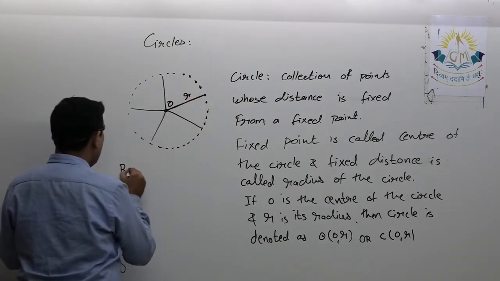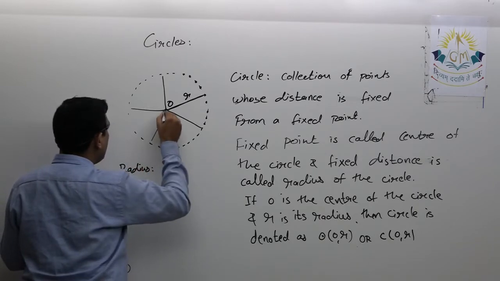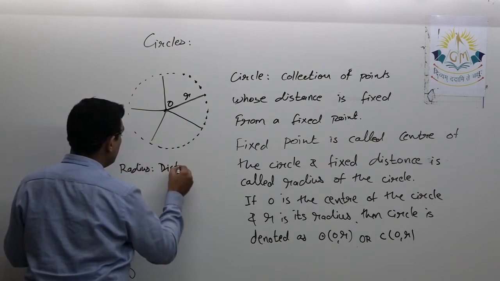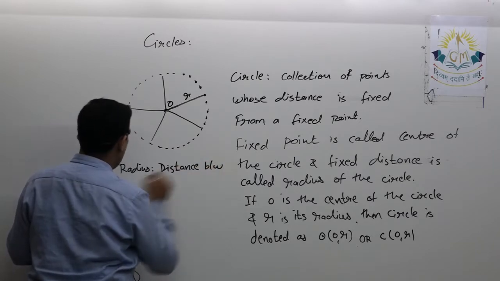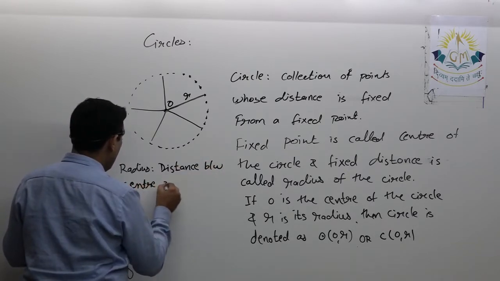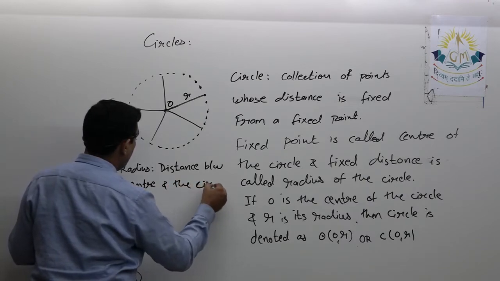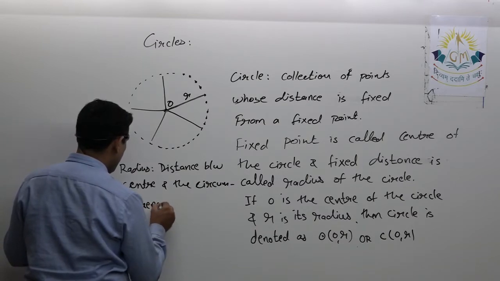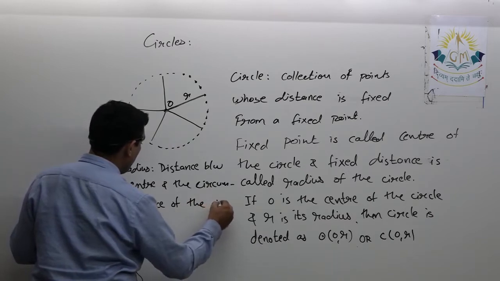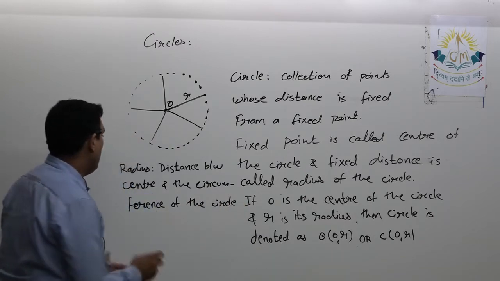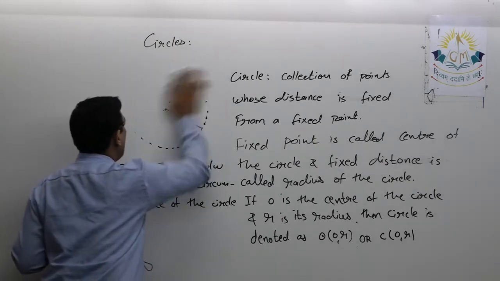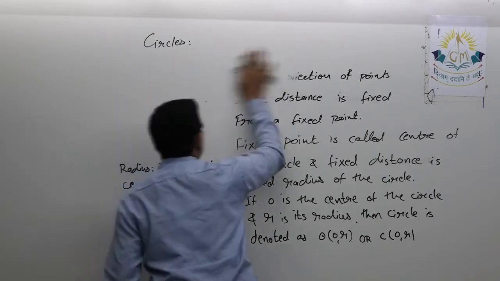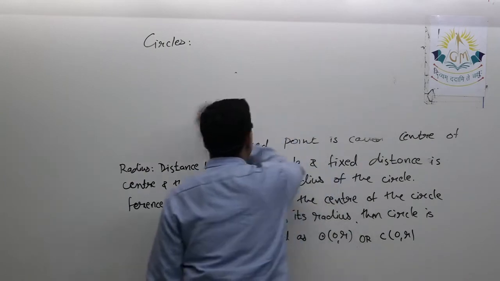Okay, now next we'll see radius. What is radius? Radius is the distance between the center and the circumference of the circle. Now after this we'll see some more terminology. We'll see what is a chord, what is a secant, and then we'll see the diameter.